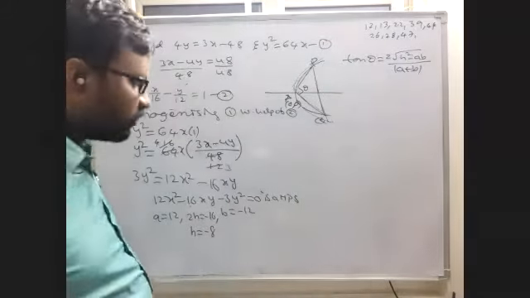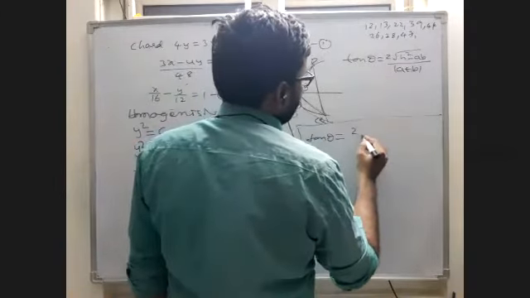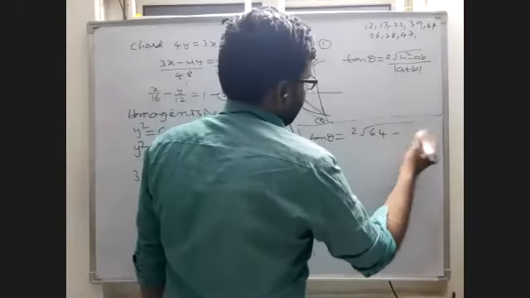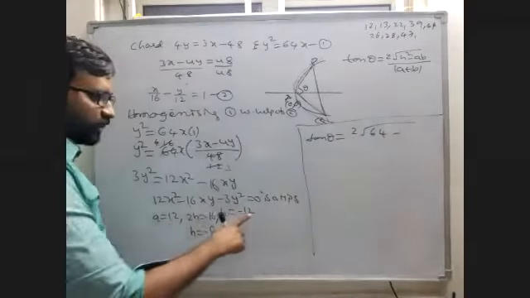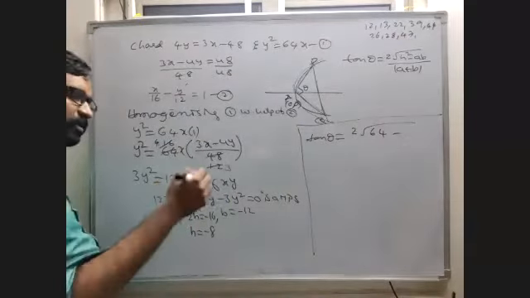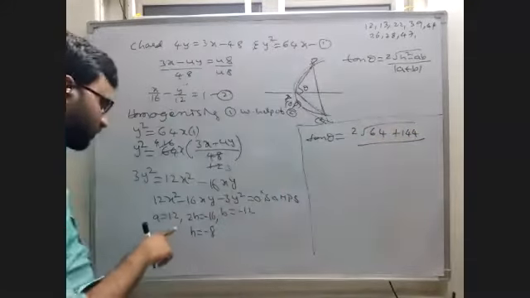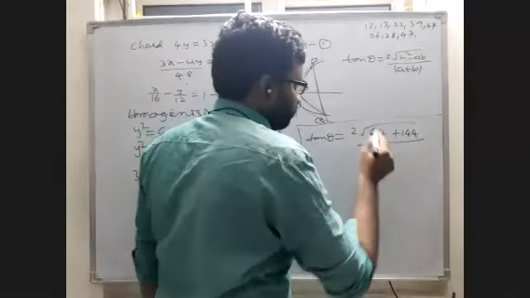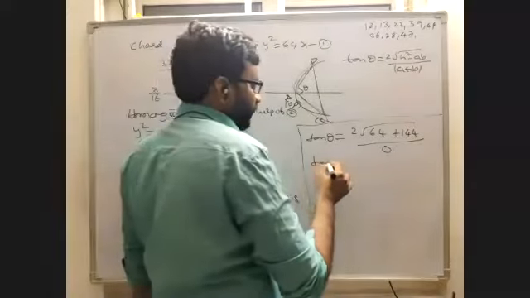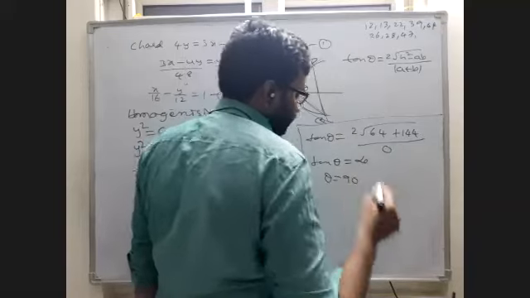I think you understood now. Now tan theta is equal to 2 root over h square, it is just 64 minus AB. A is 12, B is minus 12. 12 into 12 is 144, minus into minus plus 144. By A plus B. A plus B means 12 minus 12, 0. Something by 0 is infinity. Tan theta is infinity, and theta is equal to 90. Why? Because tan 90 is infinity.